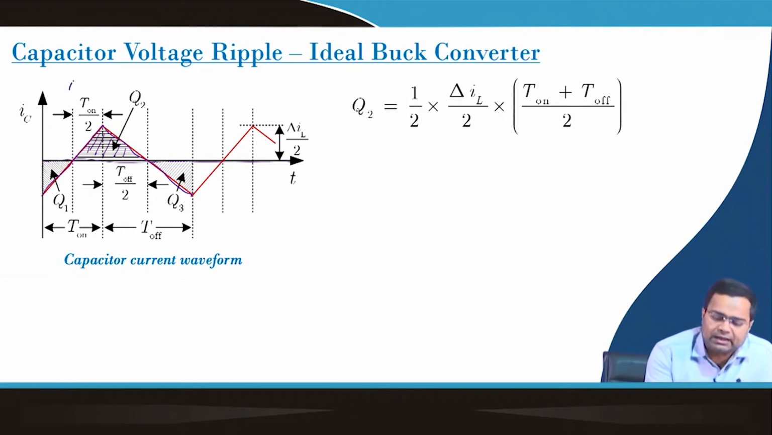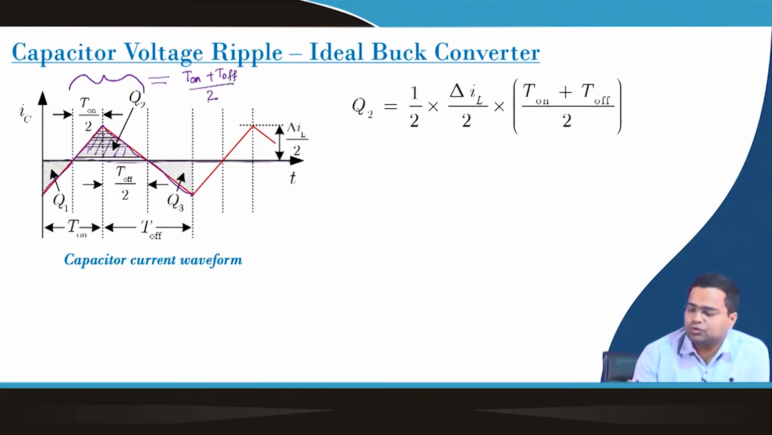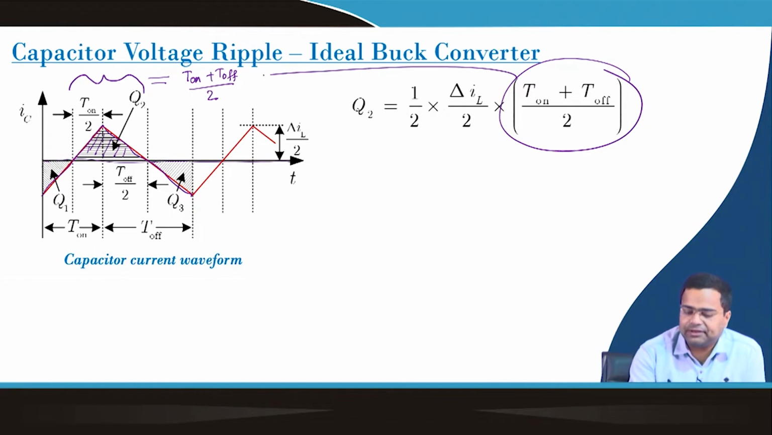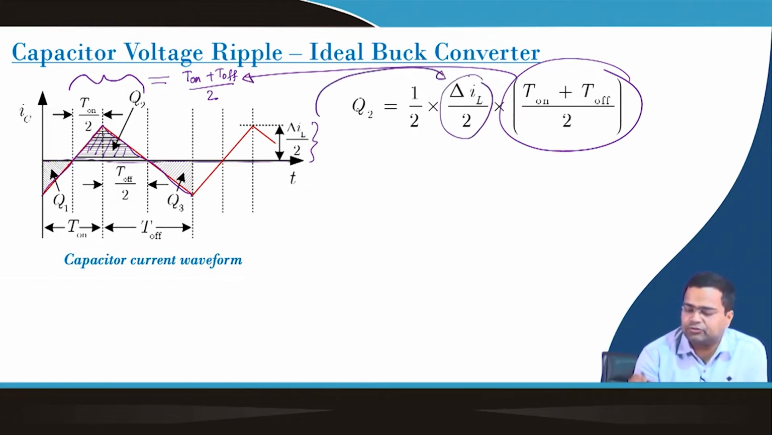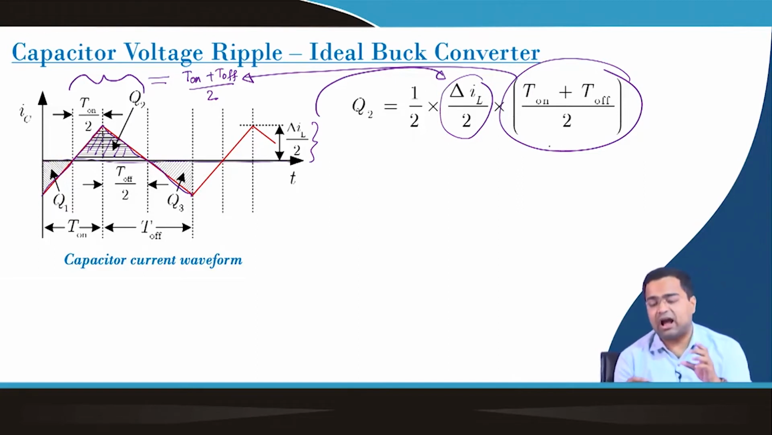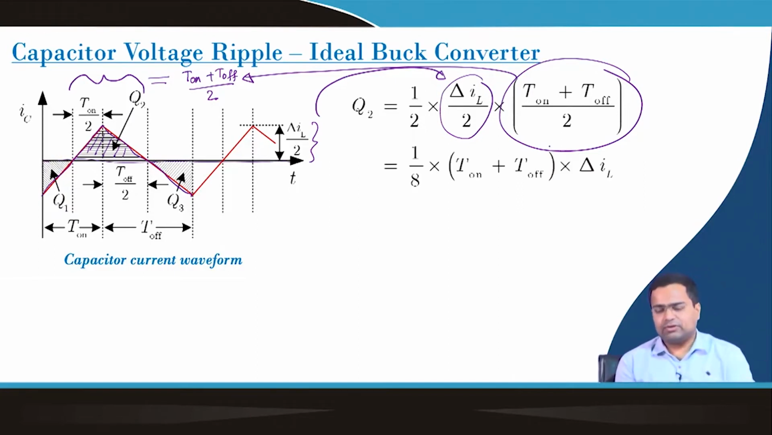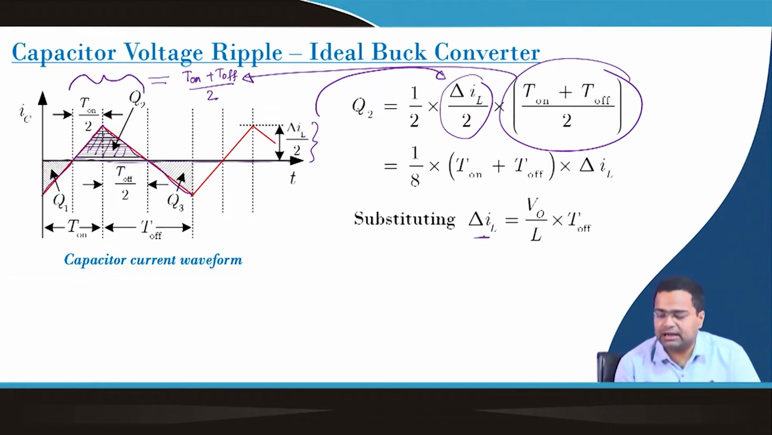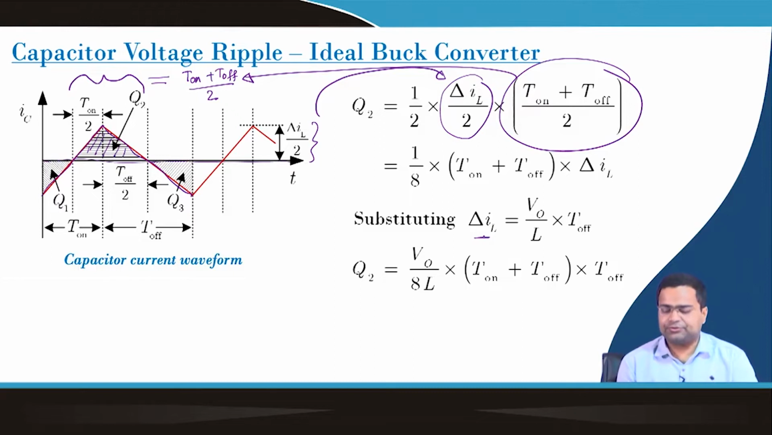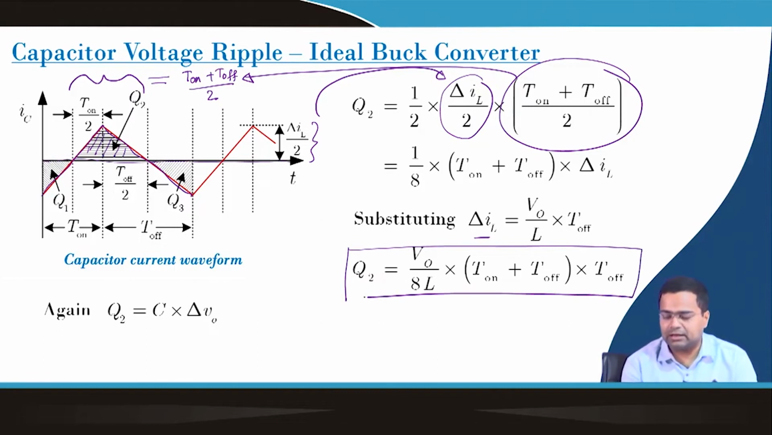It can be shown that this time period is nothing but (T on plus T off) by 2. So, this term is here, and this quantity is half of the ripple. We are talking about this quantity, and the area under the curve is half into height into the time, so you can find it out. Now, we know that delta IL is V0 by L into T off. So, if you substitute, then you can get the expression for the positive charge of the capacitor.